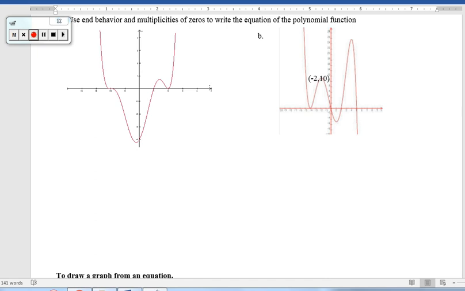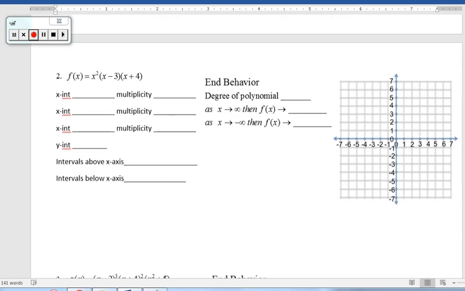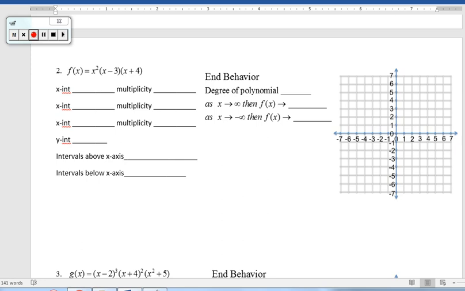Okay, flip your papers over. We need to be able to look at an equation and give a basic sketch. The three things that we're going to be looking for are end behaviors, how the zeros are passing through the x-axis or bouncing, and also the y-intercept. So I look at the equation here.